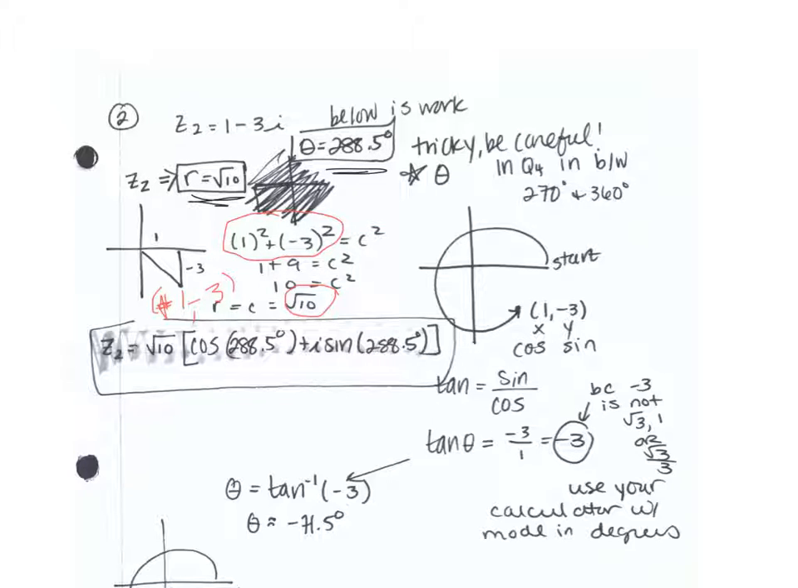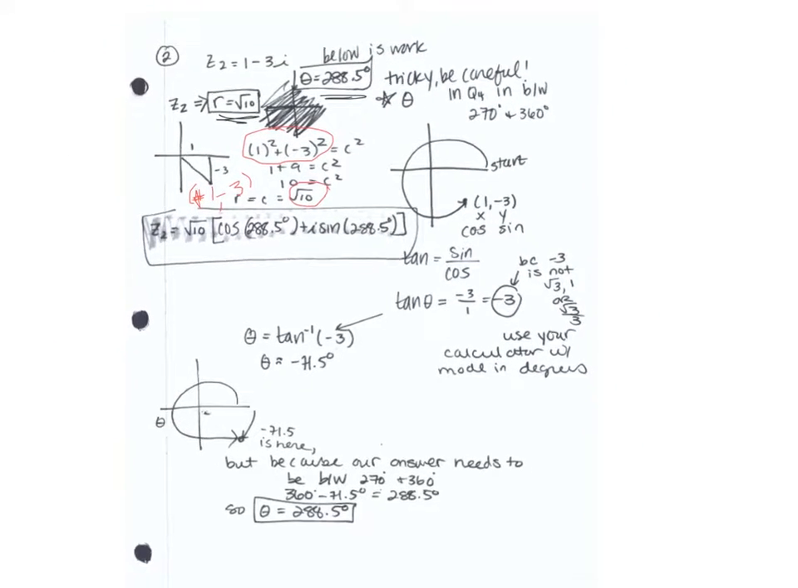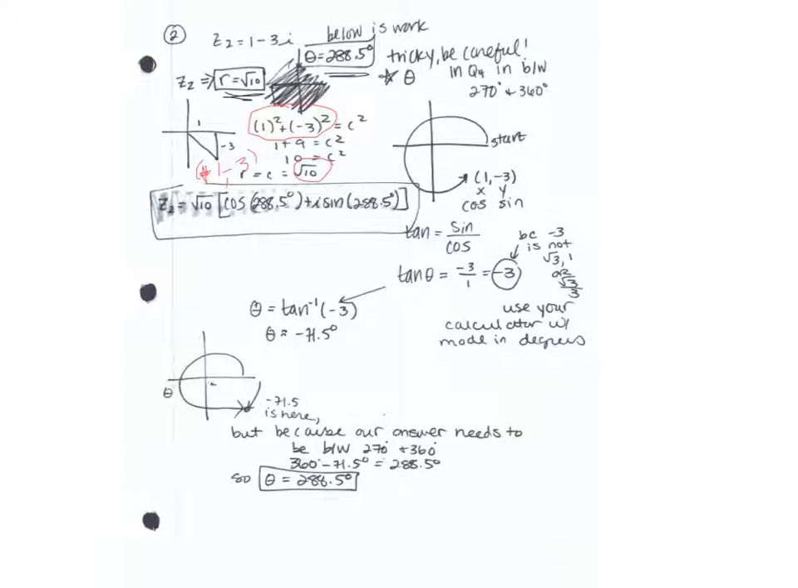Okay, now for theta, the harder part. Remember, tan of theta is sine over cos, right? The left side thinks c comes before s, so cos, right side is sine. That's why we did -3 over 1, which gets us -3. Remember, -3 is not one of those tan values on the unit circle. It's not positive root 3, negative root 3, 1, -1, root 3 over 3, or negative root 3 over 3. That's why we need to use our calculator.